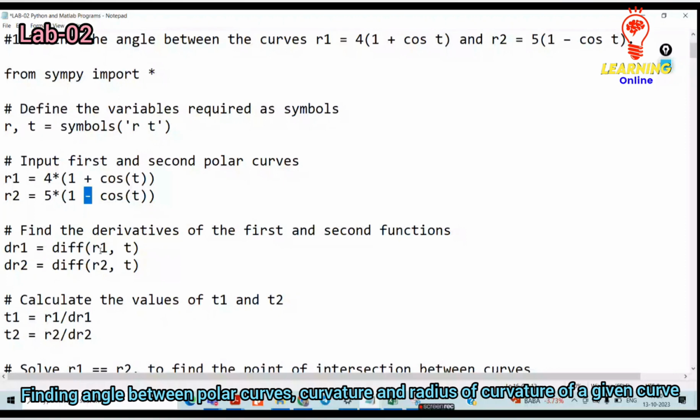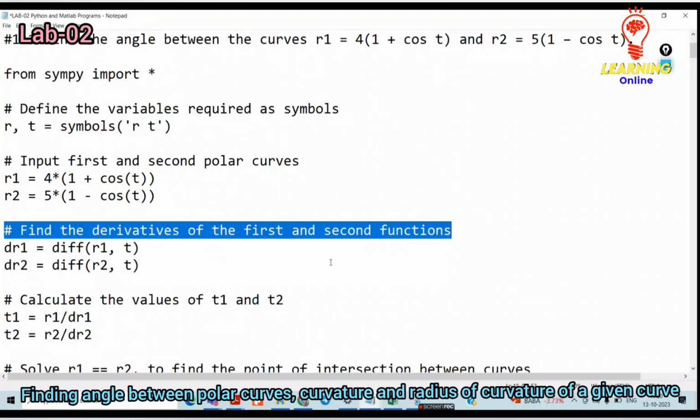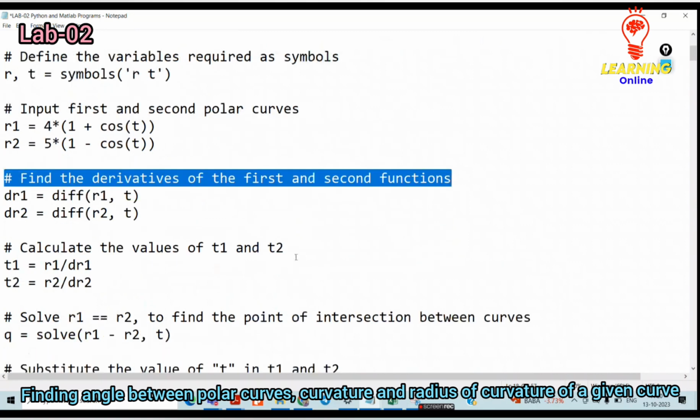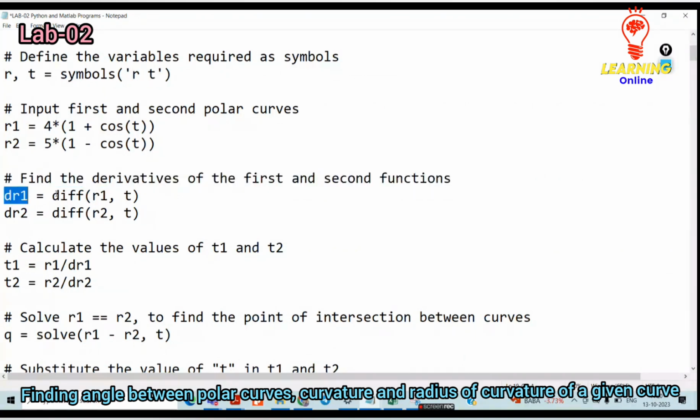Later, I need to differentiate, because I have taken t as a variable. So I need to find the derivatives of these two expressions, r1 and r2. The derivative of r1, I represent as dr1 = diff, the function for evaluating differentiation. I want the differentiation of r1, the expression I consider here.